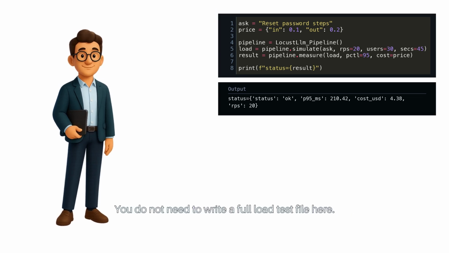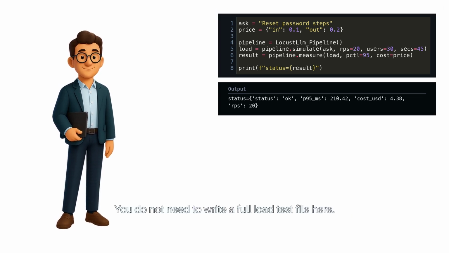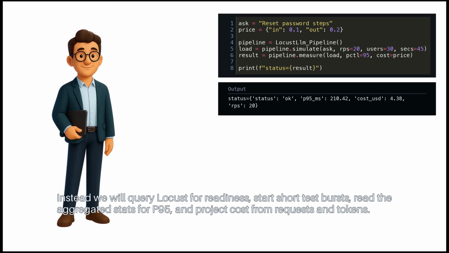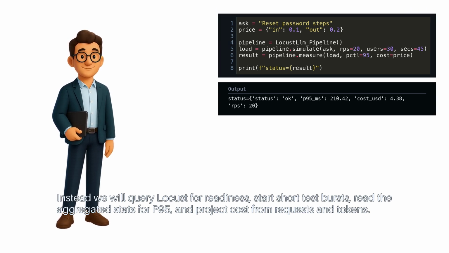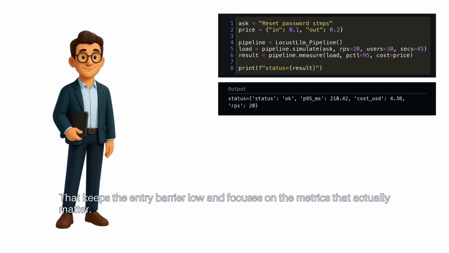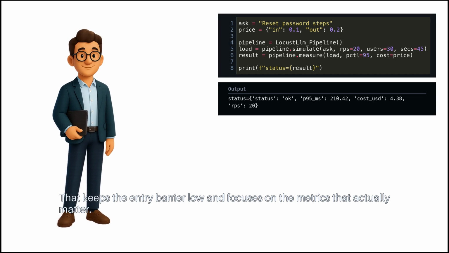You do not need to write a full load test file here. Instead, we will query Locust for readiness, start short test bursts, read the aggregated stats for P95, and project cost from requests and tokens. That keeps the entry barrier low and focuses on the metrics that actually matter.